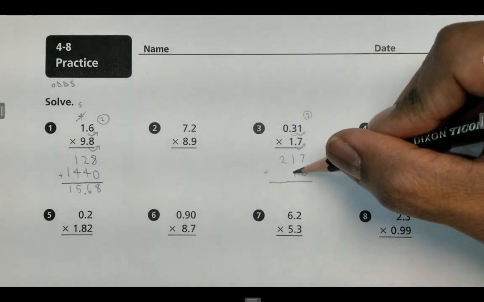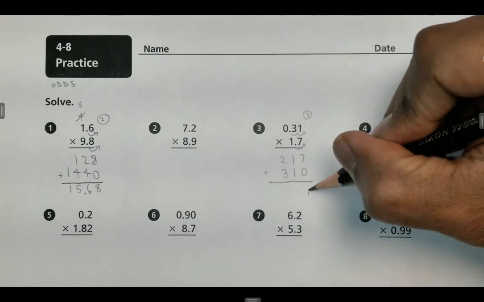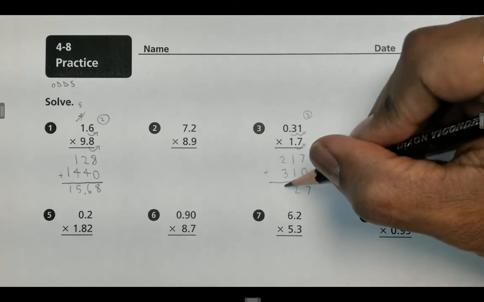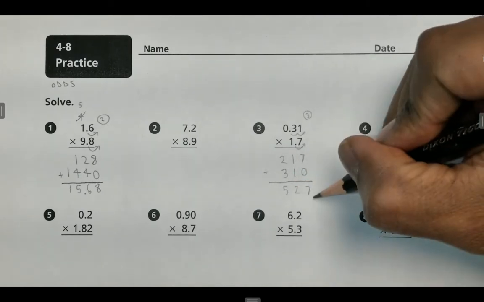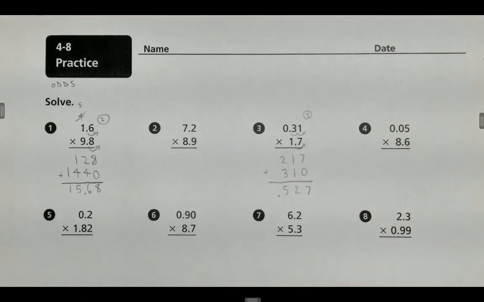1 times 1 is 1. 1 times 3 is 3. Add up our columns. Come in 3 places from the end. Pew, pew, pew. 527 thousandths.